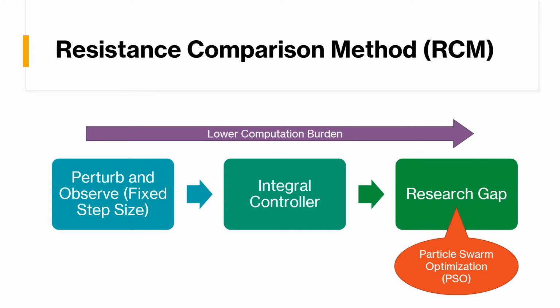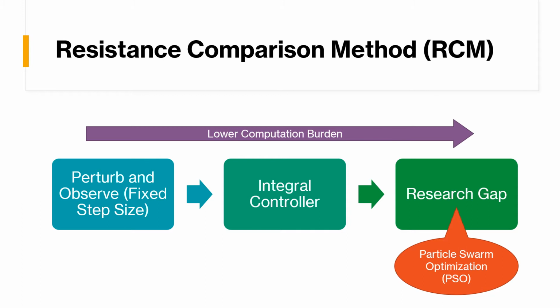We move on to the resistance comparison method or RCM. You can see here, as the method goes to the left, it has a much lower computation burden. This is important because a higher computation burden will limit the speed of the transient response of the system, as well as being much more costly. The original one is the resistance comparison method using perturb and observe with a fixed step size.